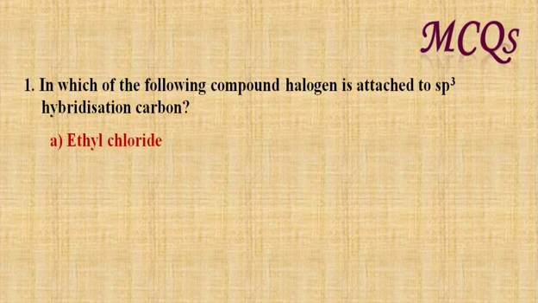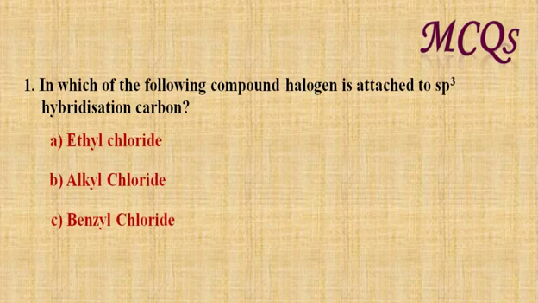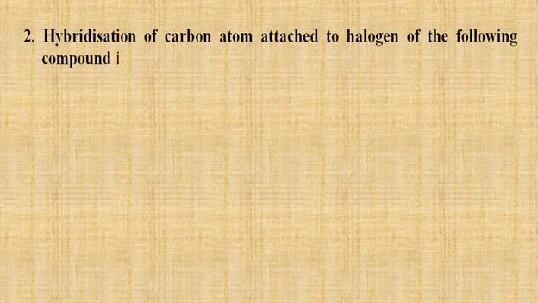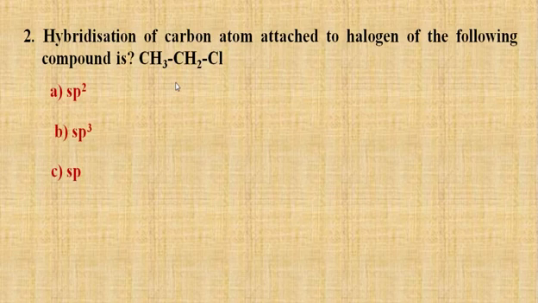Now we will discuss some multiple choice questions. In which of the following compounds is halogen attached to sp3 hybridized carbon? A. Ethyl chloride, B. Allyl chloride, C. Benzyl chloride, D. All of the above. So the answer is all of the above. Hybridization of the carbon atom attached to halogen in the following compound is: you have to see the hybridization of this carbon atom. sp2, sp3, sp, none. So the answer is sp3.